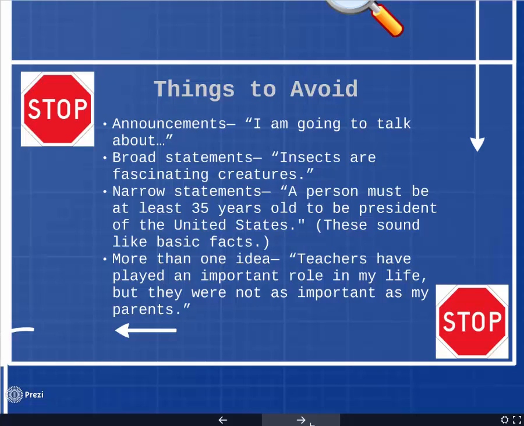Also, try to avoid emphasizing too many ideas in one thesis statement. For instance, "teachers have played an important role in my life, but they were not as important as my parents." Now, this just creates a sort of confusion, I think, in the reader because they don't know what this essay is supposed to be about. I mean, obviously it's about teachers and parents, but what's the focused central idea here? And when you have two diverting off like that, that can sort of kill your focus a little bit.